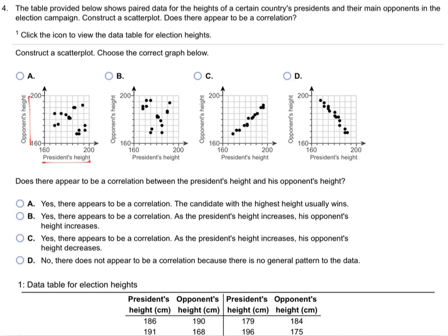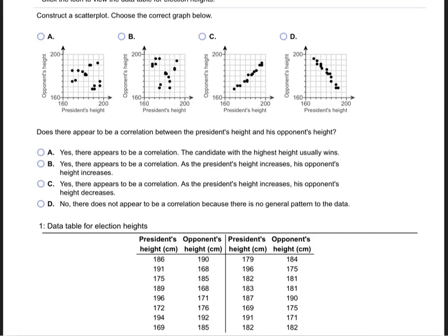Or was there any relationship there? So this is one of those where we've got to go down and look at all the data, which is on the next screen, and see which one fits all those dots. It's tedious. Sorry, I try not to give you too many of these. So here's all the data. So a president that was 186 centimeters tall had an opponent that was 190. So we got to go back or I guess we have it right there.